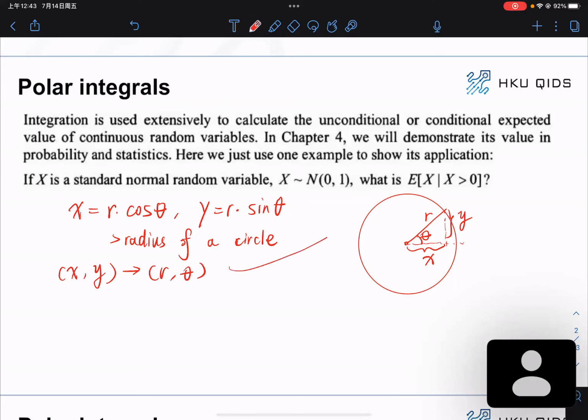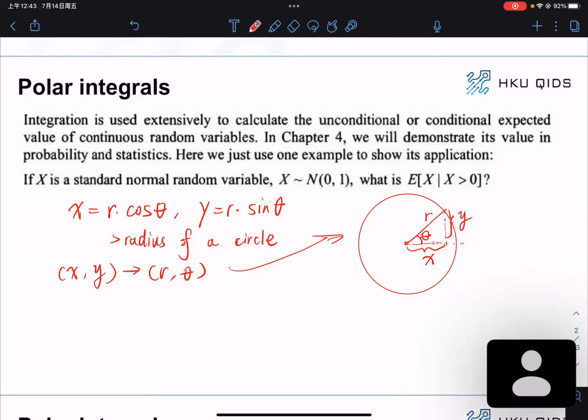And the explanation could be illustrated by this picture on the right-hand side. So basically, we have a circle with the radius r, and we are converting the x and y, the two lengths of this triangle, into the formula of r and theta. And now we are going to use this method to solve this problem here.